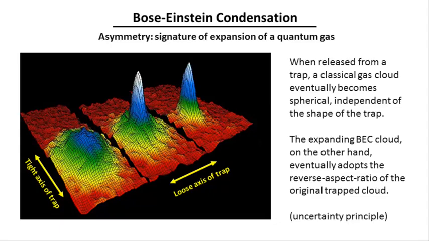Now, for a quantum gas, on the other hand, position and momentum don't commute, and if you have an asymmetric trap, when you turn it off, the cloud changes the aspect ratio of asymmetry. In other words, the most tightly bound part of the gas, because of the uncertainty relation, has the higher momentum, so it expands more rapidly.